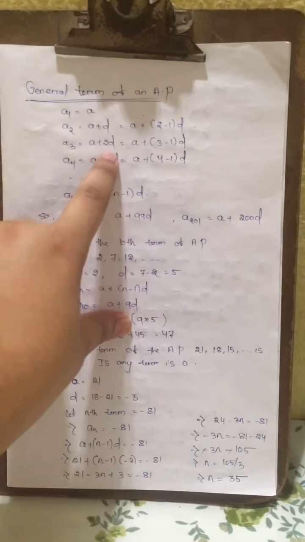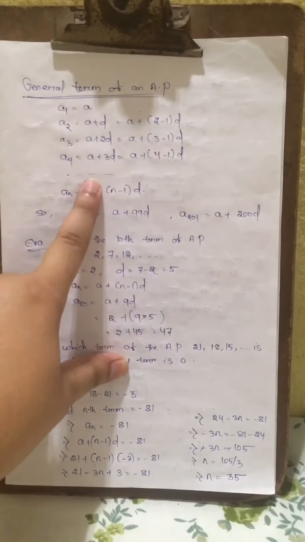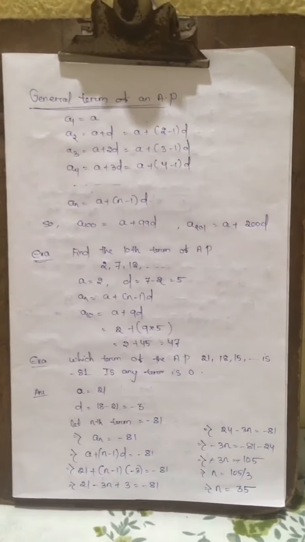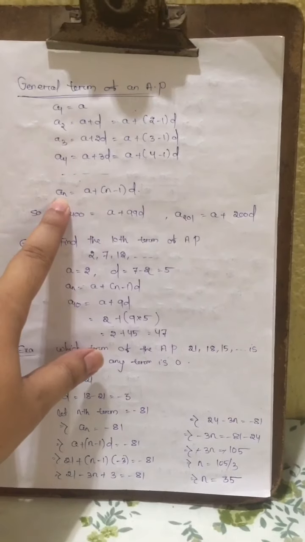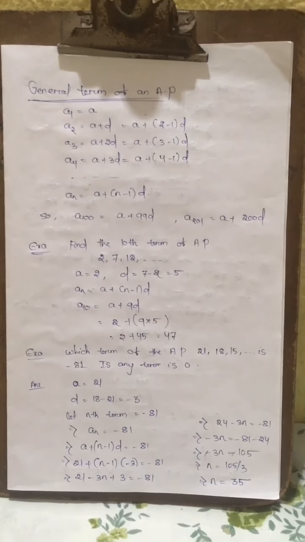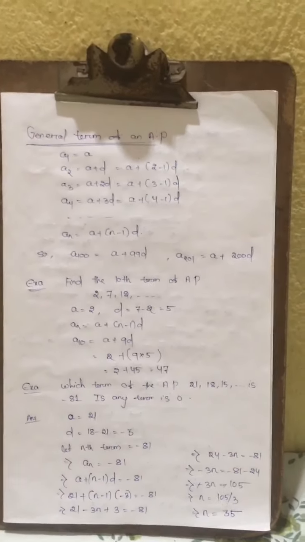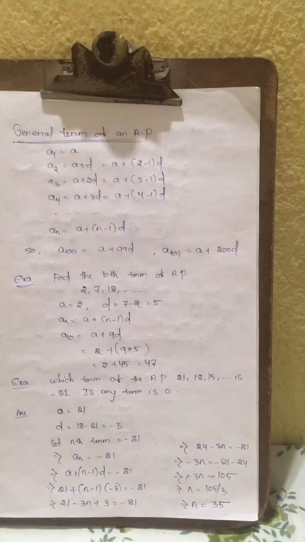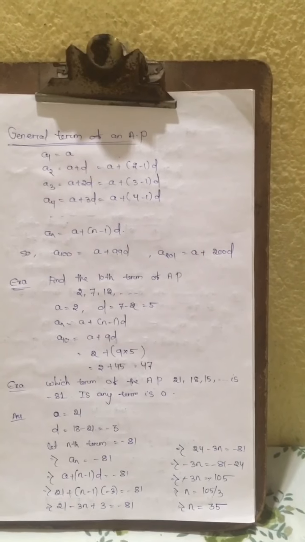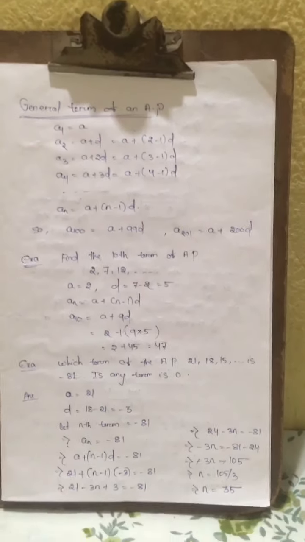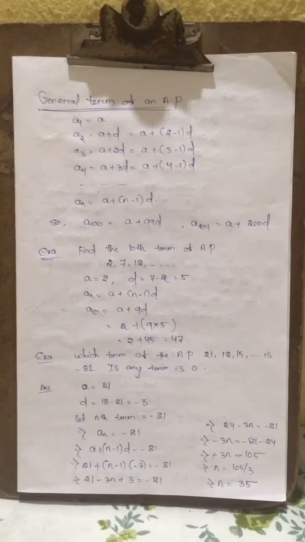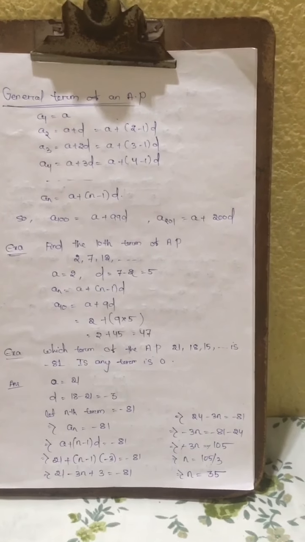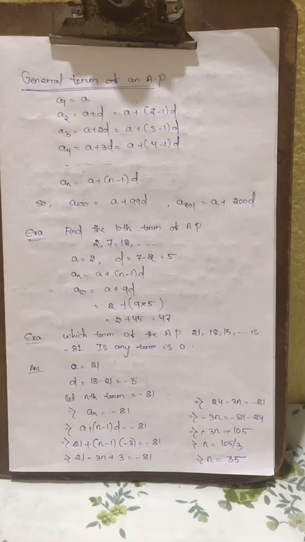So it is a plus d, a plus 2d, a plus 3d, then a5 will be a plus 4d, a6 will be a plus 5d. So the general term of an AP, an, is equal to a plus (n minus 1) into d. I think you won't be confused. So an is equal to a plus (n minus 1) into d. So now a100 will be equal to a plus 99d. Similarly, a201 is equal to a plus 200d.